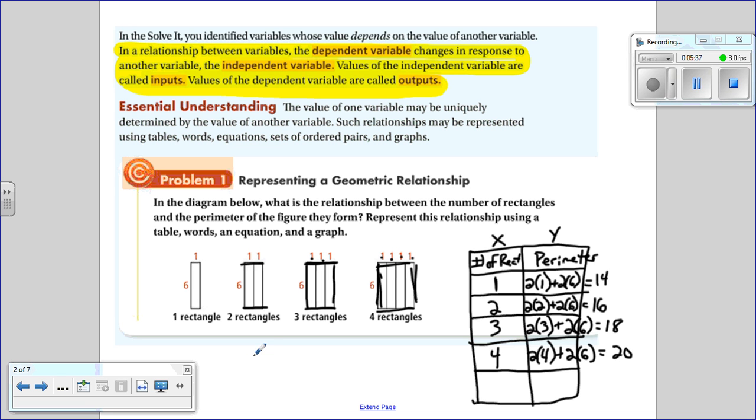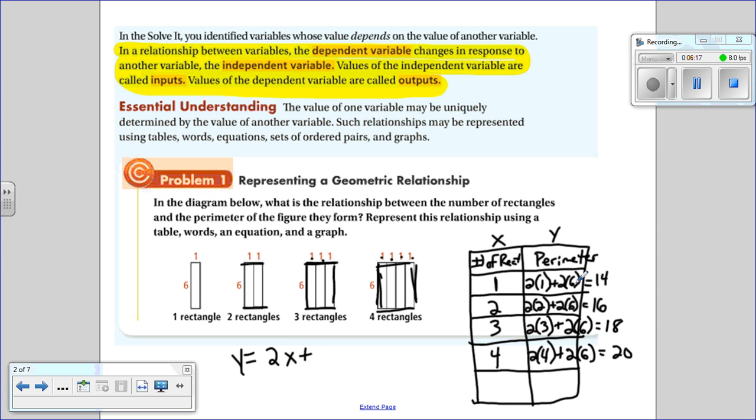The equation, which is more important than the words. So our perimeter equals, and it almost always starts with y equals 2 times... notice how this number always went with however many rectangles there were. So when there was 1 rectangle, there was the number 1 in here. When there were 2 rectangles, there was a 2, and so on and so on. So it's 2 times however many rectangles there were.